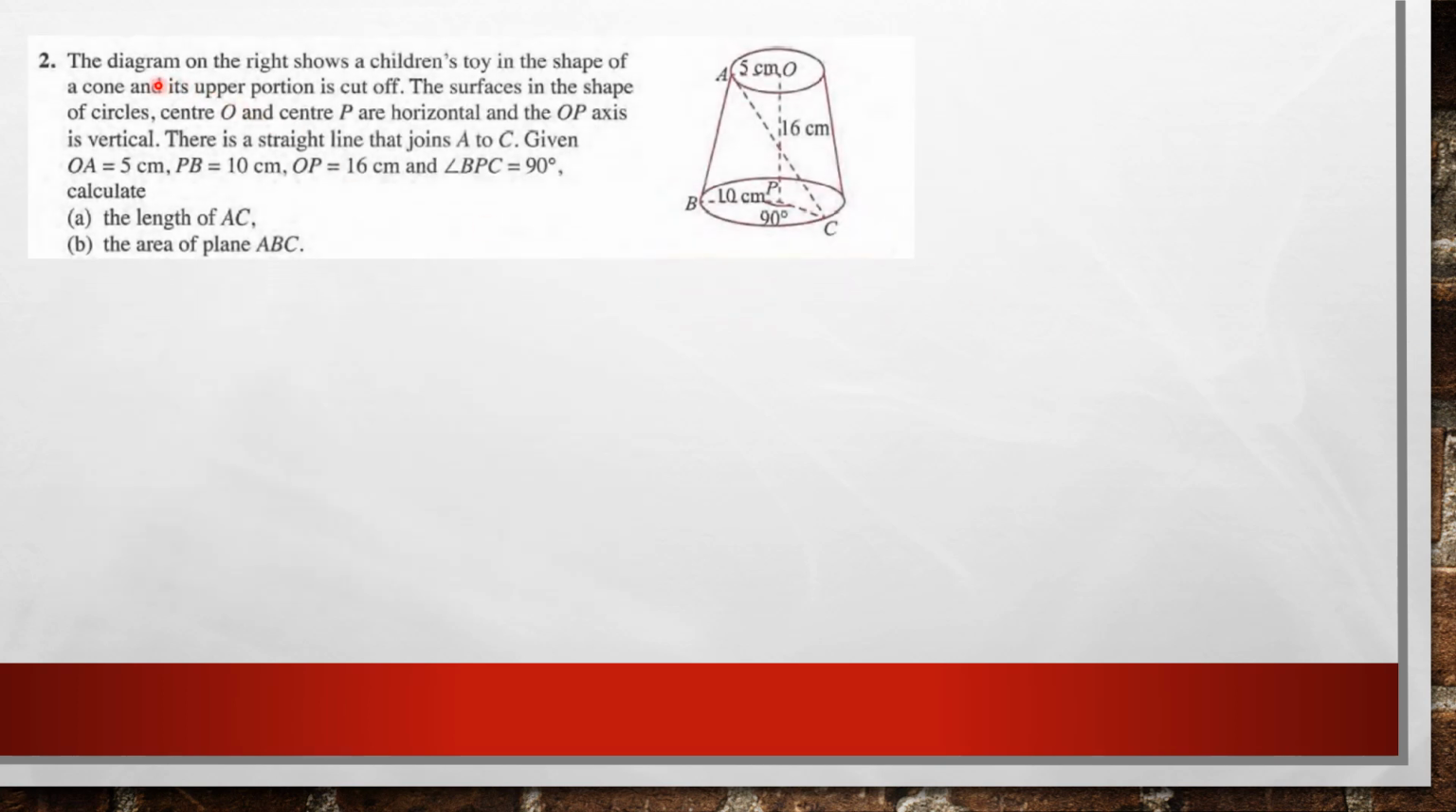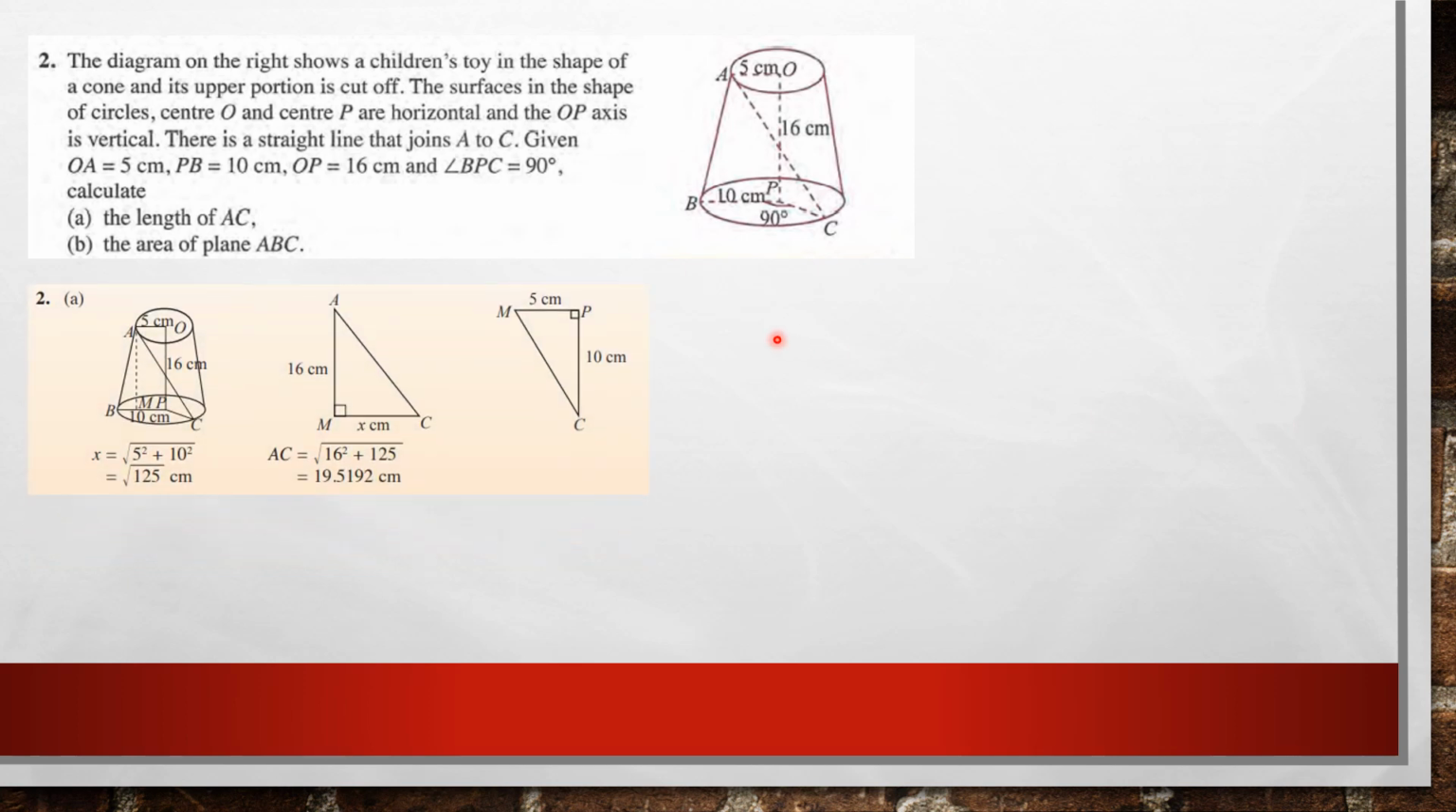Next, for question number 2, the diagram on the right shows a children's toy in the shape of a cone and its upper portion is cut off. When cut off, you can see circles, the surfaces in the shape of circles, centered O and centered P. At the top here is O and at the bottom is P, horizontal, and the OP axis is vertical. There's a straight line that joins A to C, given OA is 5, PB is 10, OP is 16, and angle BPC is 90. So this is the diagram you can see here.